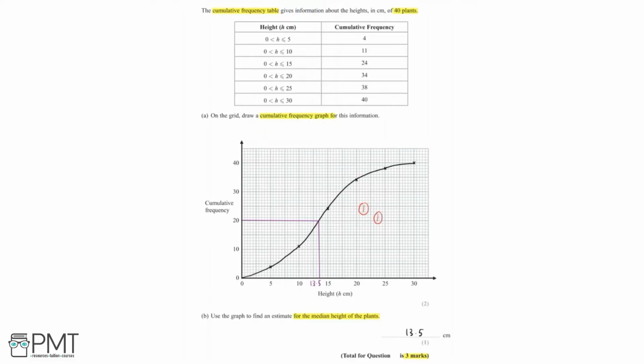And we get the third and final mark in this question for using our graph in order to find an estimate for the median height of the plants, and for finding that the median height of the plants is approximately 13.5 centimeters. Allowing us to get the full 3 marks needed in this question.